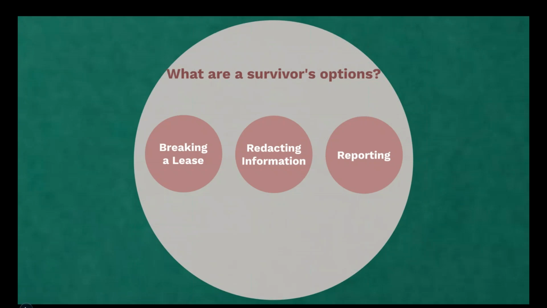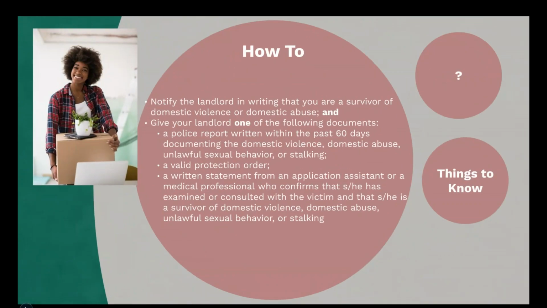So what are a survivor's options? For me, when I've worked with clients who were compromised, the most common option chosen was breaking the lease. So a client can terminate their lease agreement early if they want to vacate their home because they're afraid that they or their children face immediate danger as a result of victimization. One of the first things, before you provide your homeowner, landlord, or realty company with documents, you have to first contact them in writing and let them know that you are indeed a victim or a survivor of domestic violence or domestic abuse.